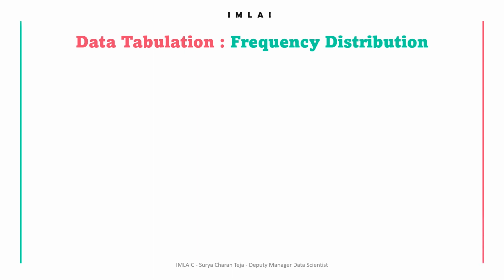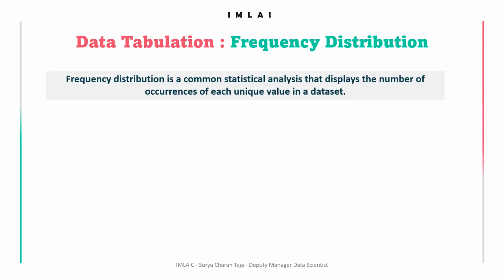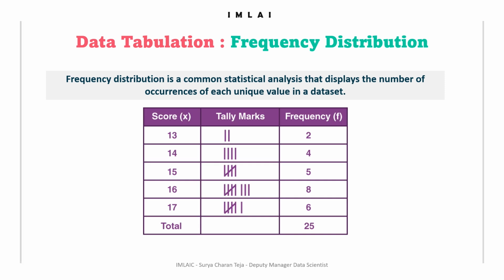You have to make sure you organize your data first, then you can go for any other action using descriptive statistics. So frequency distribution is a common statistical analysis that displays the number of occurrences. Again, I'm repeating, frequency distribution displays the number of occurrences of each unique value in a data set. In pandas, you can easily calculate and visualize frequency distribution using various functions and methods. So now let's look into each of them one by one.